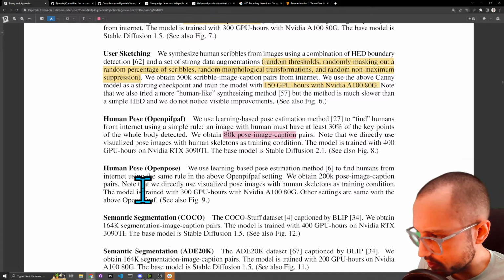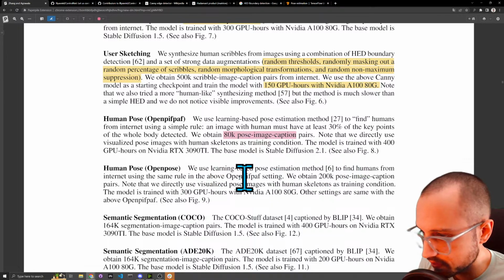Human pose. Learning pose estimation model. Find humans from the internet using the same rule. We obtain another 200K pose image caption pairs.